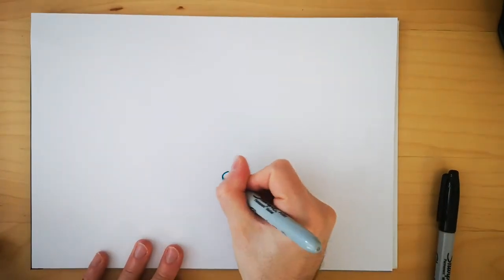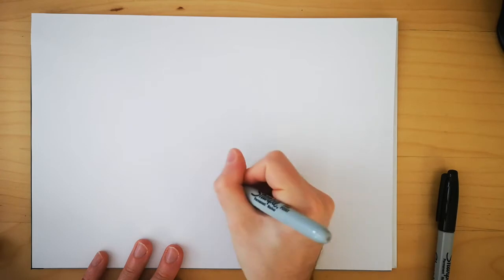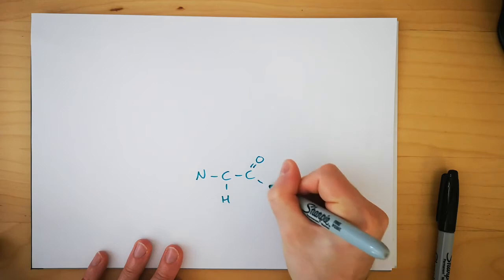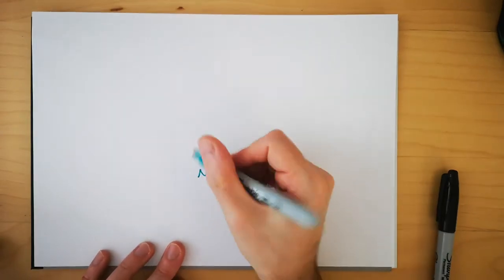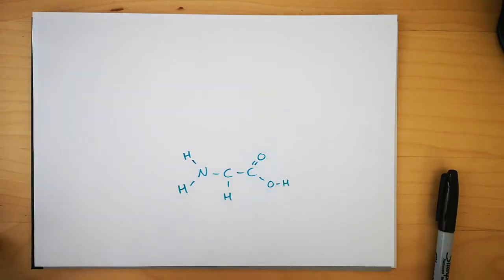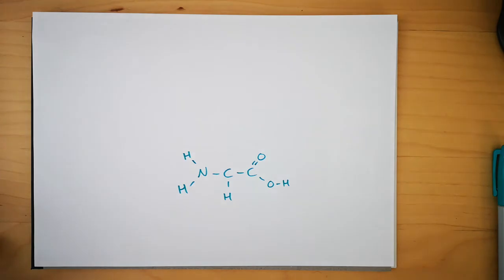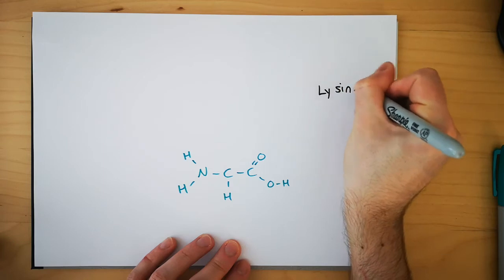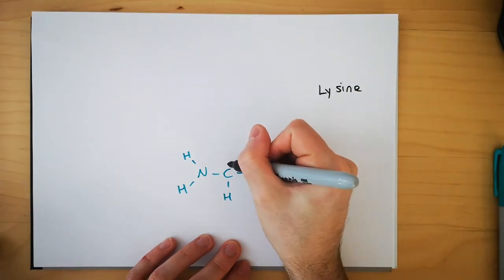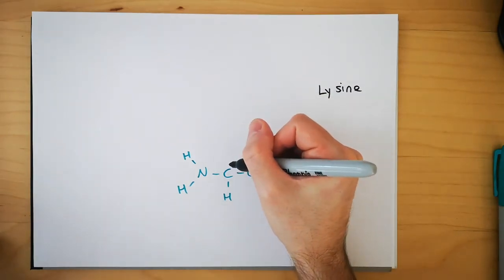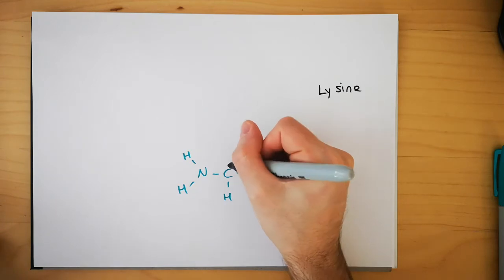Okay, so once again, I'm going to start off with my part of the amino acid that is the same regardless of what amino acid we're talking about, and that is the amino group and the carboxyl functional group. And the R group for this one is going to be lysine. Now we've actually got quite a long carbon chain here. The carbon chain's actually 4 carbons long.